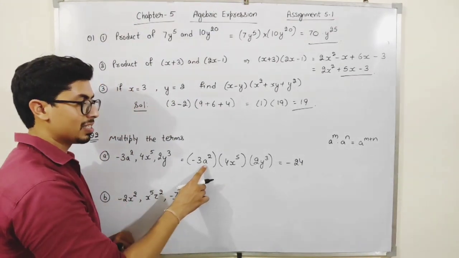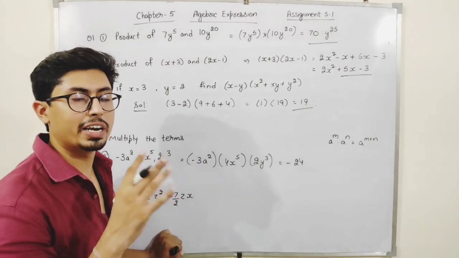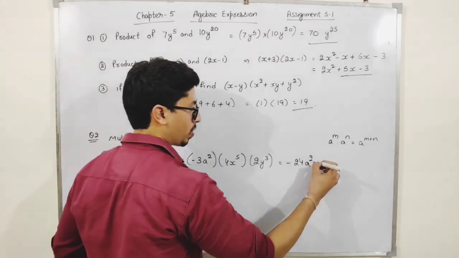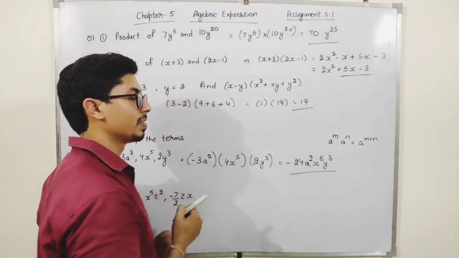Now see, this is a, this is x and this is y. All the bases are different. So I can't multiply them, students. So I will just write it like this. So write them as it is. So this is our required answer.